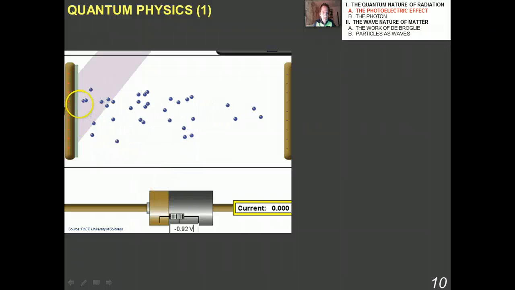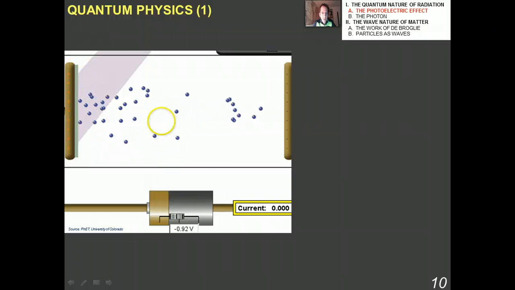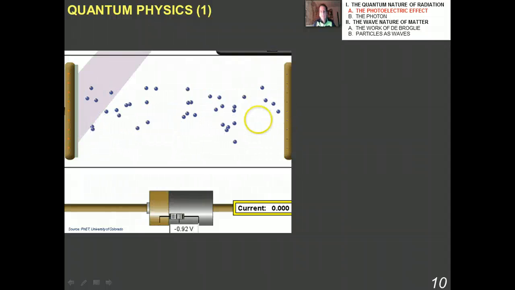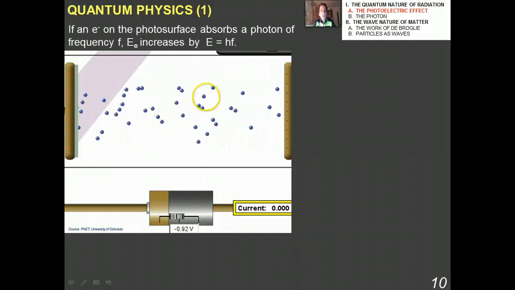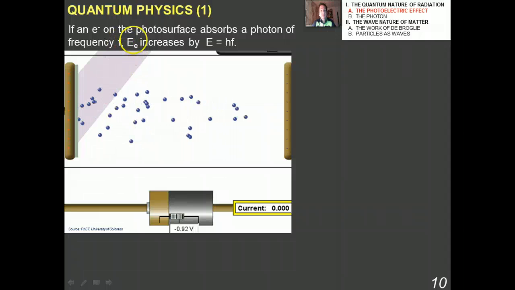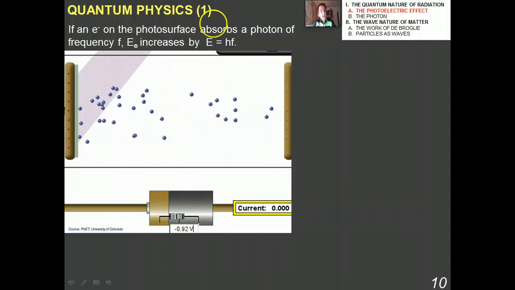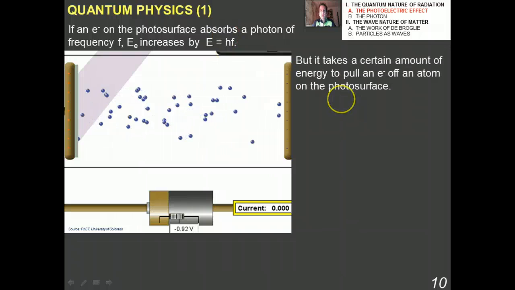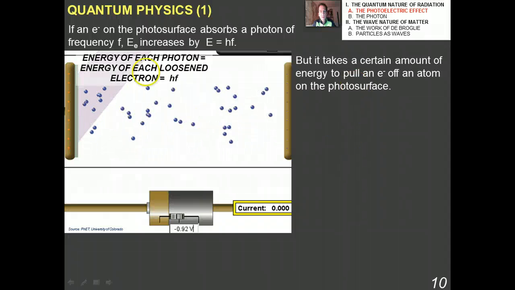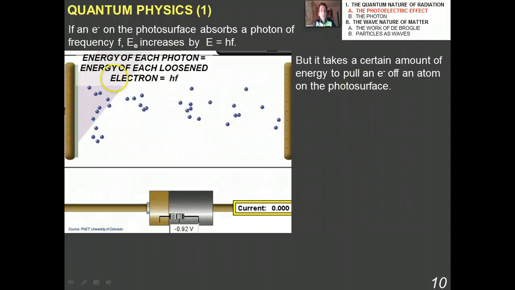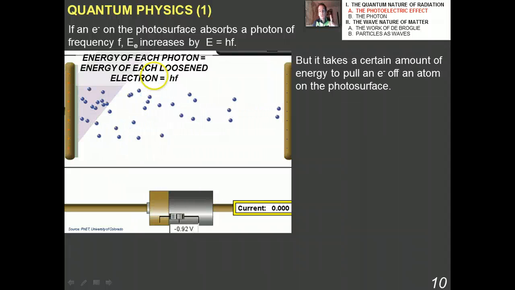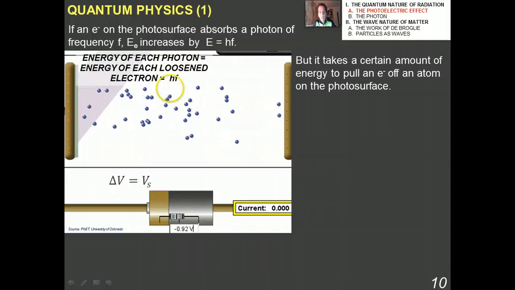So you see these electrons that are shot off the surface. They come over here and they just barely don't touch that negative plate. So that's what I want when I want to achieve the stopping voltage. Now, if an electron on the photosurface absorbs a photon of frequency f, its energy increases by exactly hf. It takes a certain amount of energy to pull an electron off an atom in the first place on the photosurface. The energy of each photon equals the energy of each loosened electron, and again, we're assuming that one photon loosens one electron, and that's going to be hf.